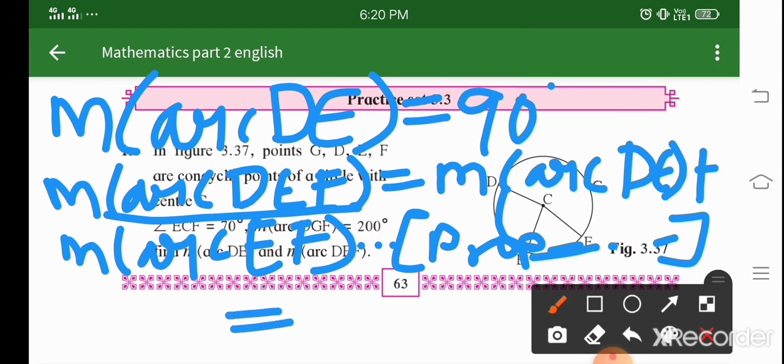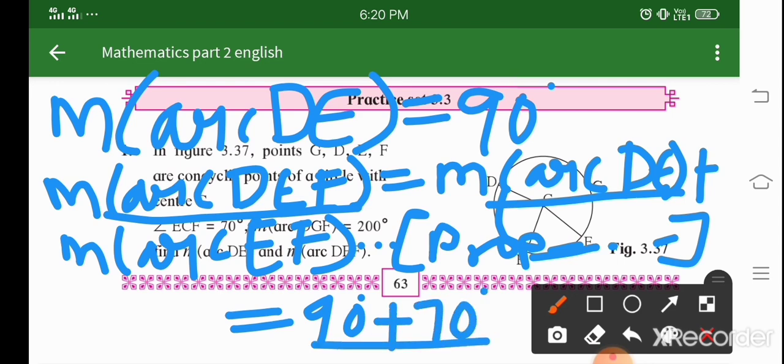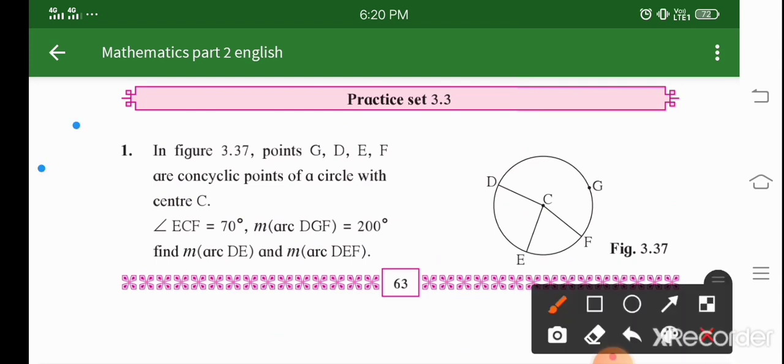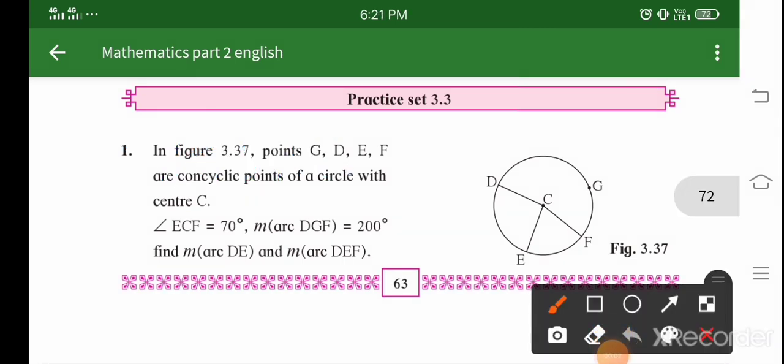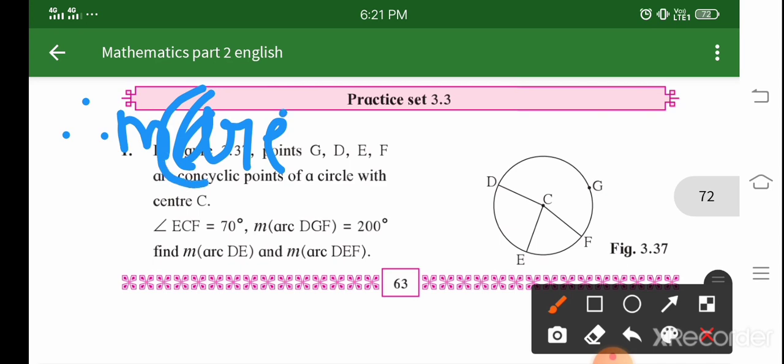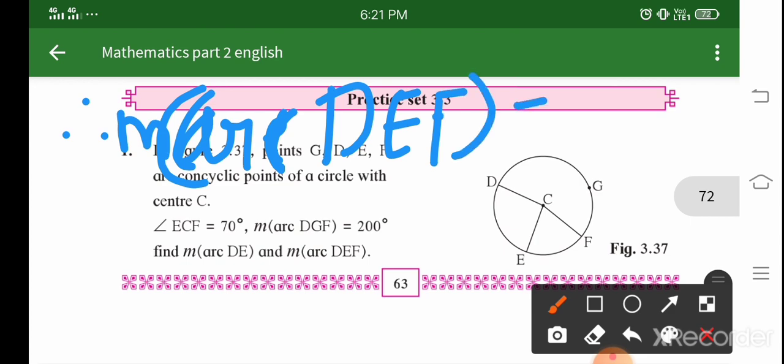So this major arc DE we have just found, that is 90 degrees, and our EF is 70. When you add these numbers, what do you get? 160. So therefore we got measure arc DEF is equal to 160. You only have to write measure arc, and this is our bracket only. So I think this is clear. With this we have completed our question number 1. Okay, now let's move ahead.